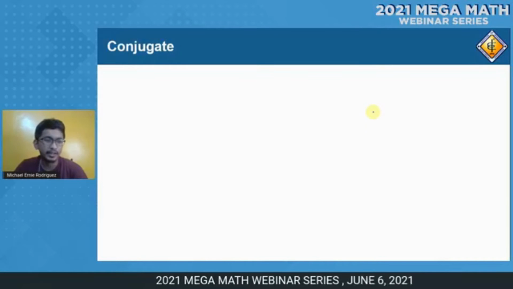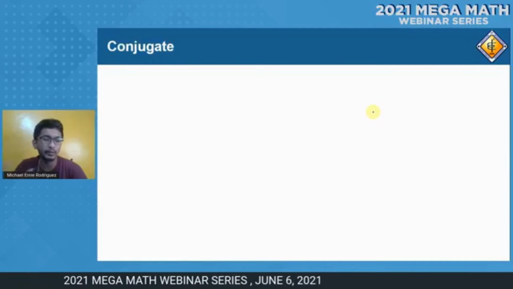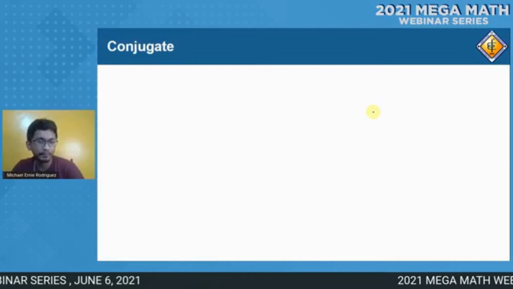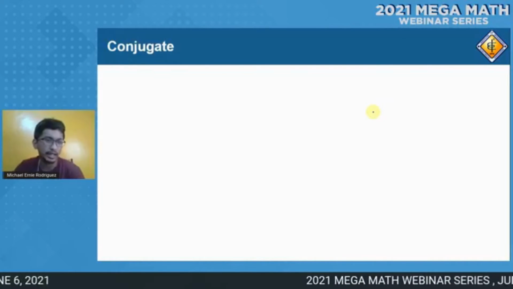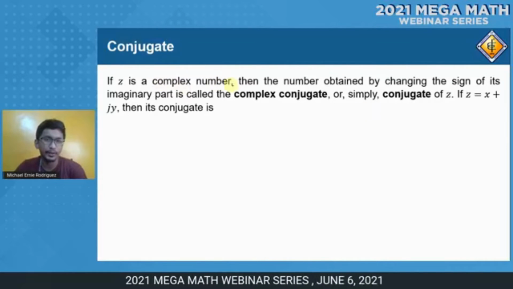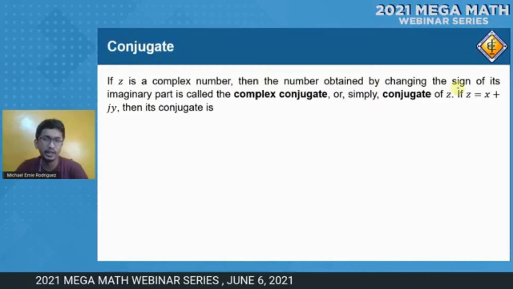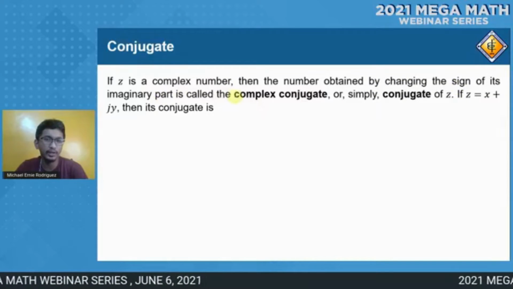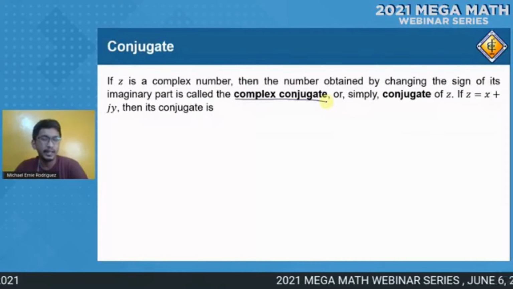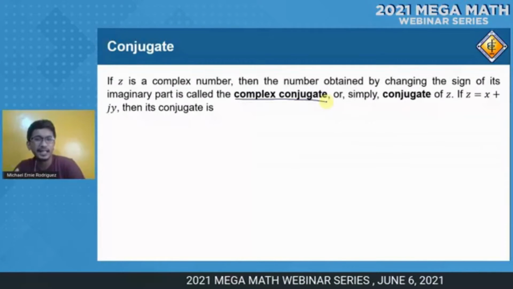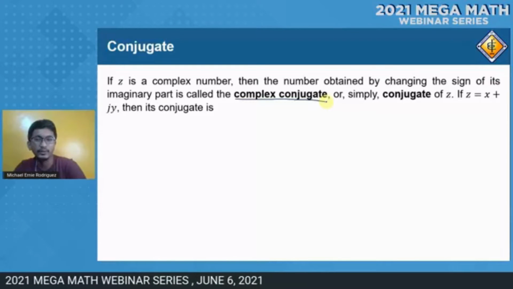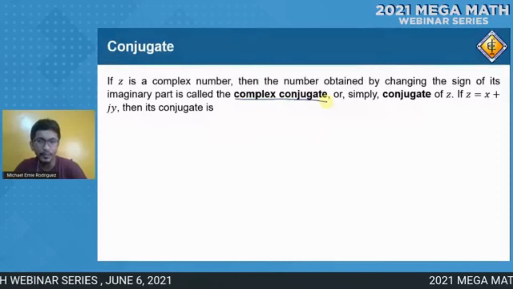So, next concept is conjugate. Ito muna discuss natin before we proceed to division. Kasi ito yung concept for division, yung ating conjugate. So, if Z is a complex number, then the number obtained by changing the sign of its imaginary part is called complex conjugate. So, pag binago natin yung sign ng imaginary part ng ating complex number, that is now called the complex conjugate or simply conjugate of Z.